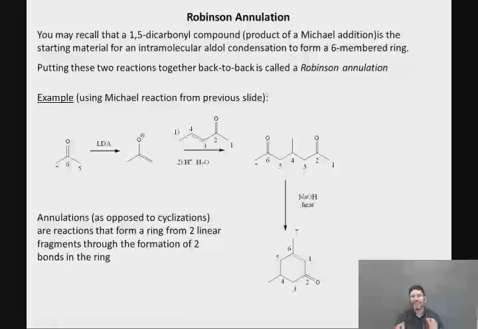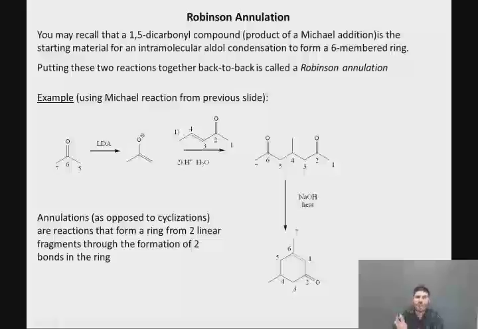And the two new bonds that you have formed through this annulation process are the carbon-carbon double bond between C1 and C6, indicated in green, and also the carbon-carbon single bond between C4 and C5, shown in red. Okay, so let me walk you through this in just a little bit more detail.